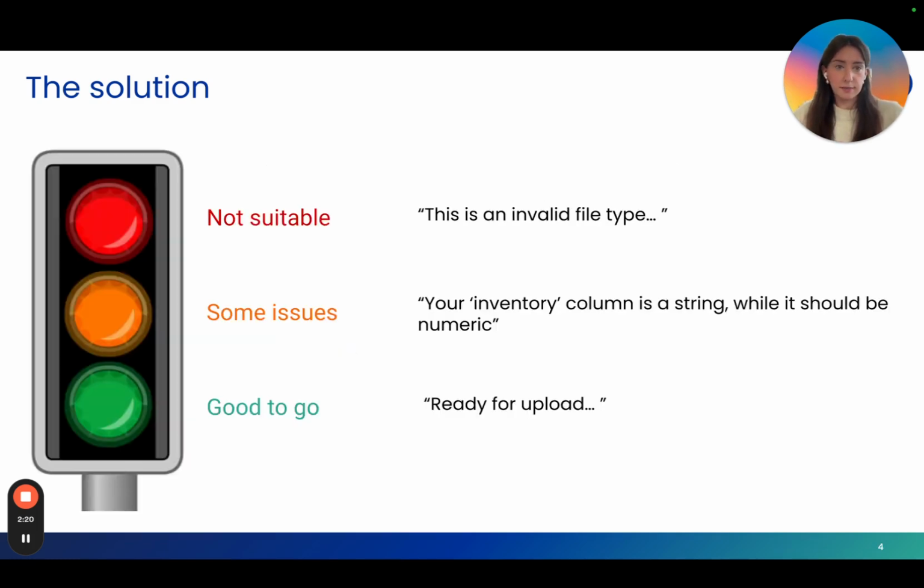The way that the customer will receive that feedback is through a traffic light system. Red indicating that the file has some critical errors, orange indicating that there might be some issues with the data, but it should be relatively easy to fix, and green indicating that the data is ready to go.